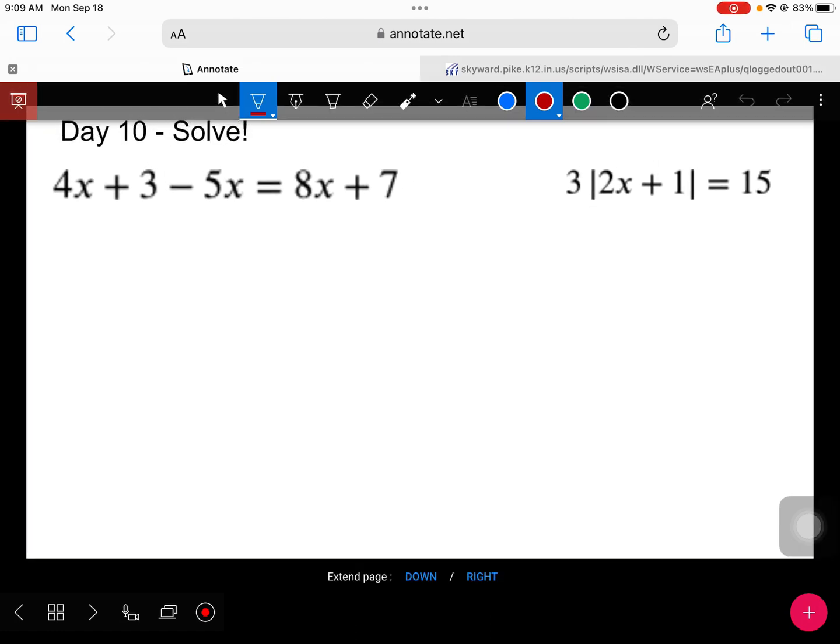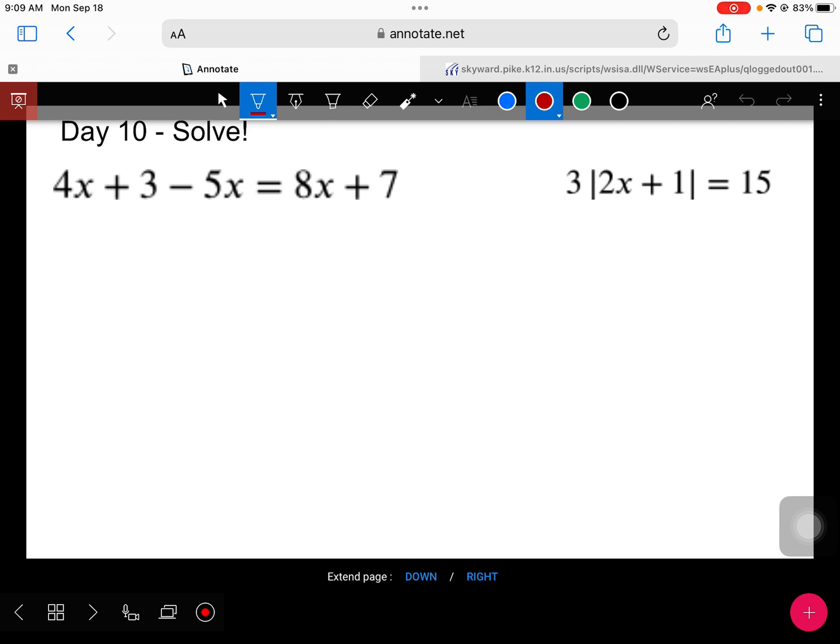Here we go. 4x plus 3 minus 5x equals 8x plus 7. What would you do to start this problem? Somebody other than Isaiah. And I mean no disrespect by that. That's just you answer a lot. And I appreciate that. What would you do first?